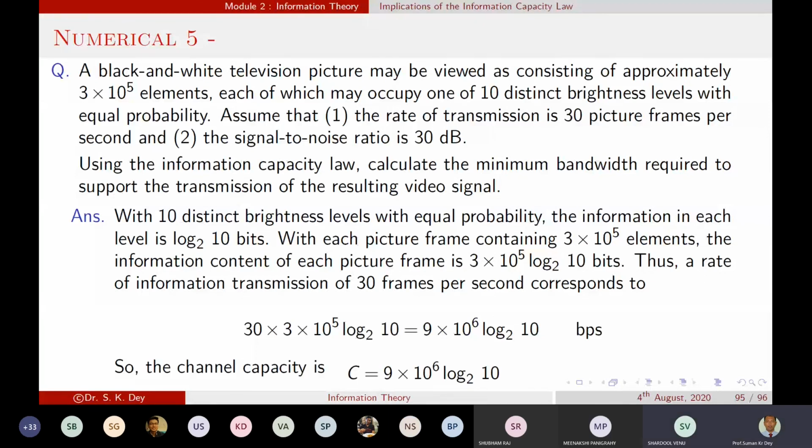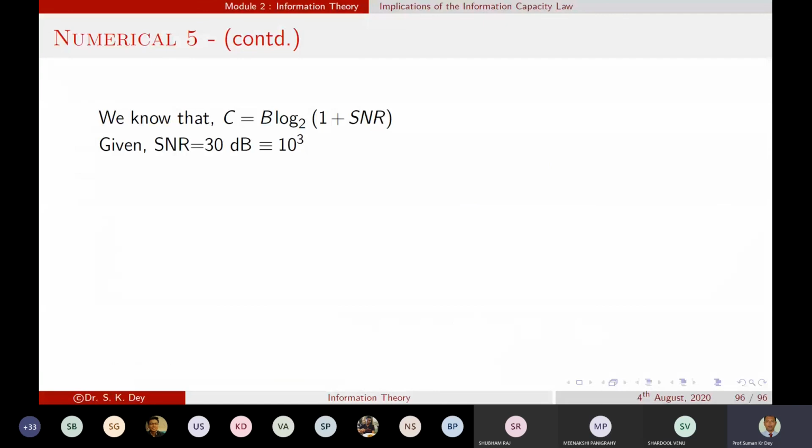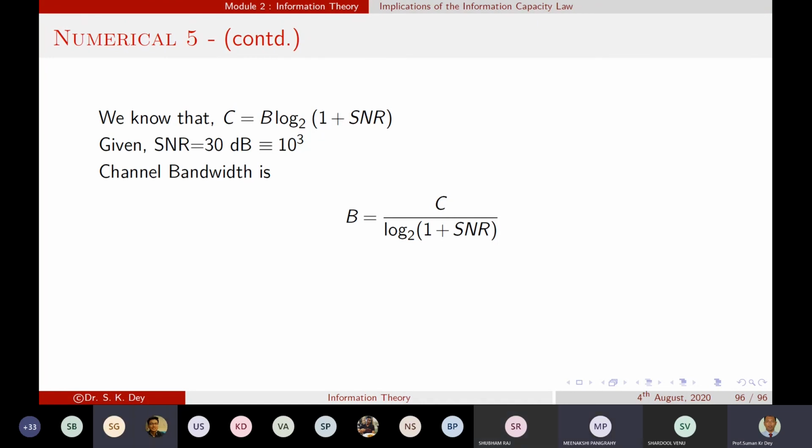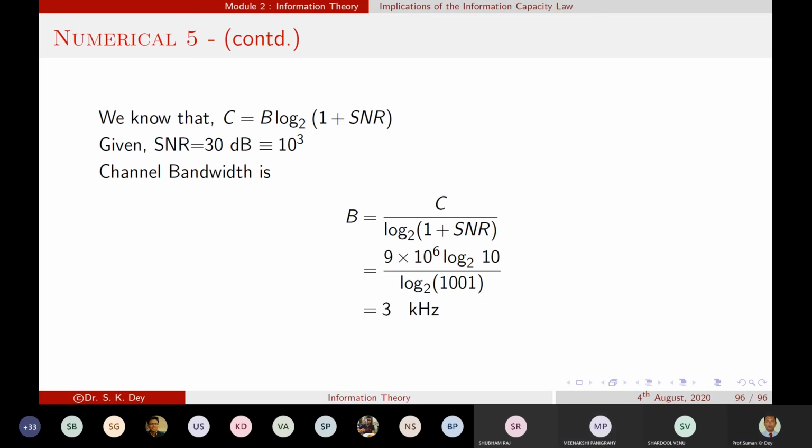The channel capacity is that... 3. Is it coming 3? 2.9 megahertz, yes. Yes, sir, 3 megahertz. It is coming 3 kilohertz in my case. Did I make any mistake there? Sir, it is megahertz.